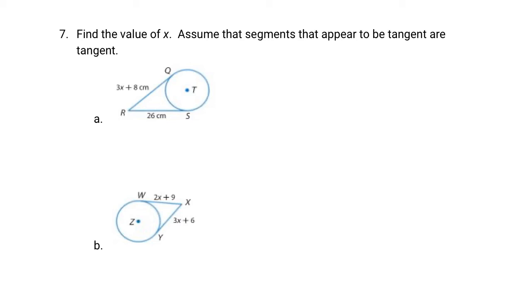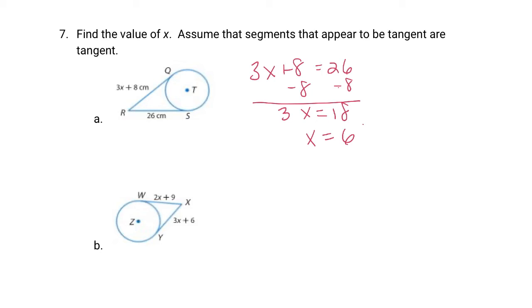Okay, here we go. We've got QR and RS are both tangent. So that means they are congruent, and we can set them equal to each other. So we subtract 8, and we get 3x equals 18, and x is 6. Try the next one. Keep it going.